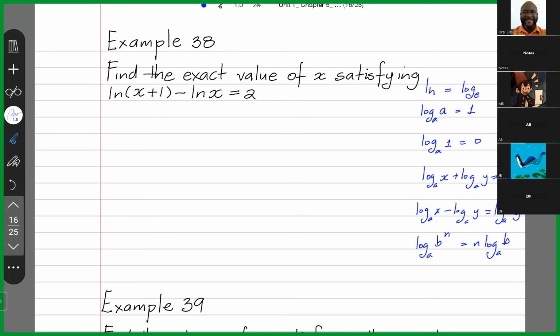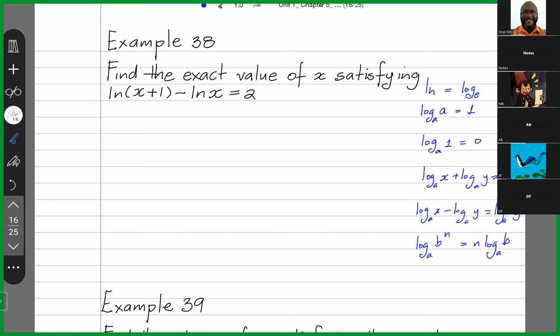We're starting off today with example 38, and example 38 says, find the exact value of x satisfying ln(x + 1) minus ln x is equal to 2. So of course, this is an equation, and our objective is to determine the value of x.